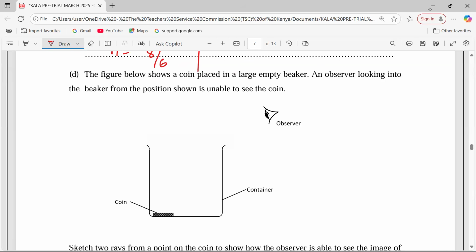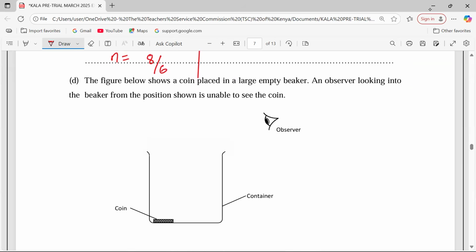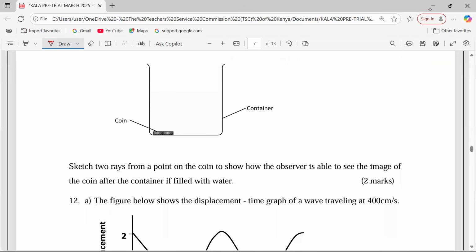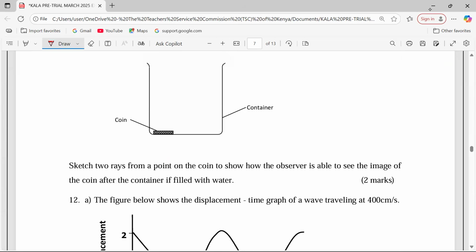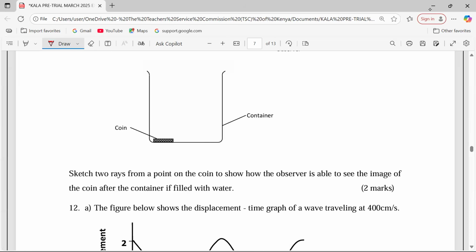The figure below shows a coin placed in a larger empty beaker. Look at that. We have the observer somewhere. We have the coin. We have the container. An observer looking into the beaker from the position is unable to see the coin. Sketch 2 rays from the point on the coin to show how the observer is able to see the image of the coin after the container is filled with water.